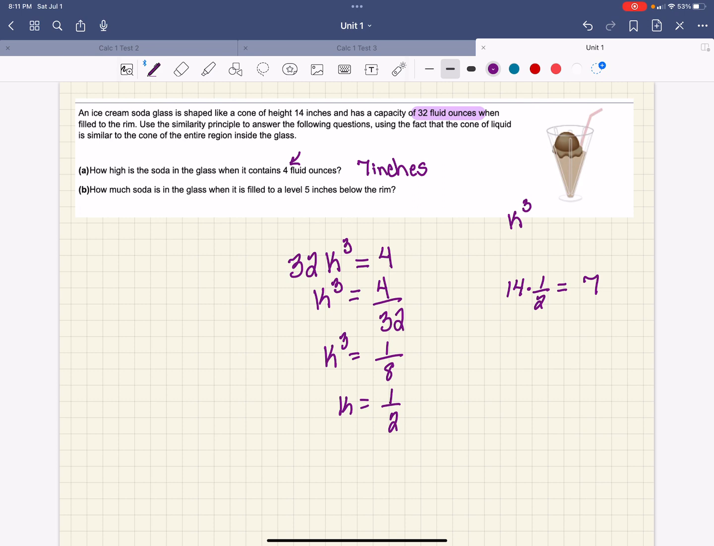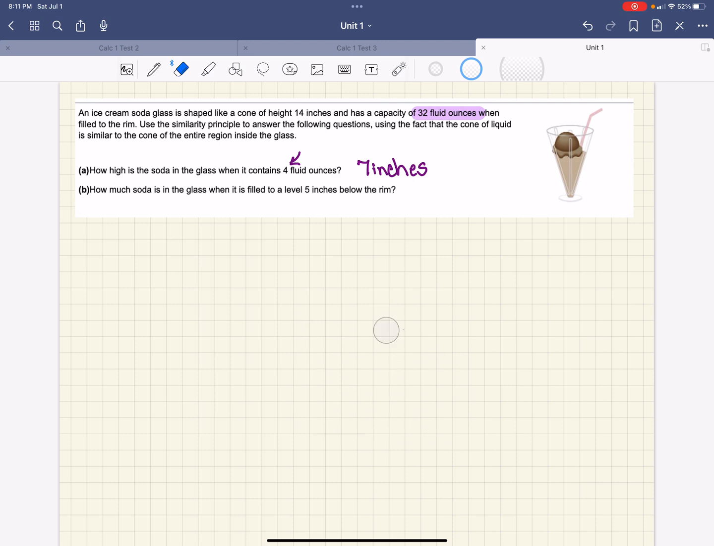Okay, part B, how much soda is in the glass when it's filled to a level 5 inches below the rim? 5 inches below the rim. Okay, now we're going to have a different k value here. So we are going to find this k value. Let me erase this, because now we're talking about height. We're not talking about anything cubed. How much soda is in the glass when it's filled to a level 5 inches below the rim?